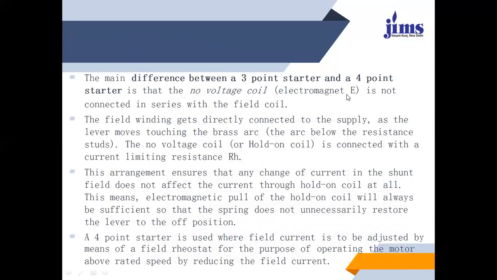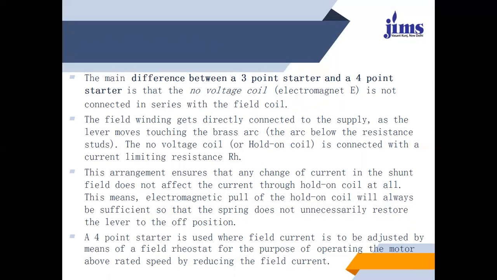The main difference between the 3-point starter and the 4-point starter is that the no-voltage coil is not connected in series with the field. The field winding is connected directly to the supply. As the lever moves touching the brass arc, the no-voltage coil is connected with a current limiting resistance RH. This arrangement ensures that any change of current in the shunt field does not affect the current to the hold-on coil at all. This means the electromagnetic pull of the hold-on coil will always be sufficient so that the spring does not unnecessarily restore the lever to the off position.